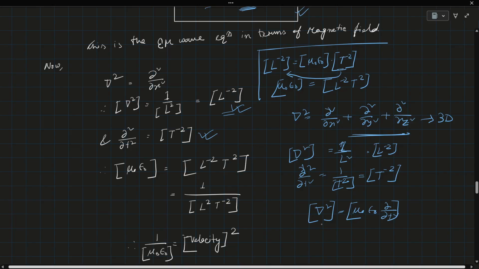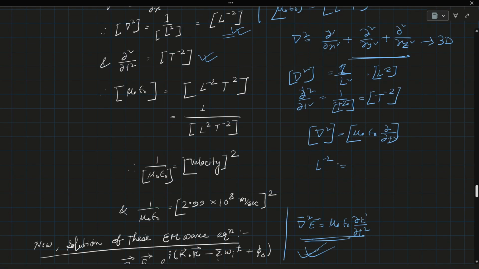So what can I write? What is the dimension of del square? That means nabla square, that is L to the power minus 2. I am not writing the third bracket, keeping it simpler. Then mu naught epsilon naught is the dimension of mu naught epsilon naught, and the dimension of 1 by t square is t to the power minus 2. So what is the dimension of mu naught epsilon naught? If I take this t to the power minus 2 to the left side, then I will get t square L to the power minus 2.